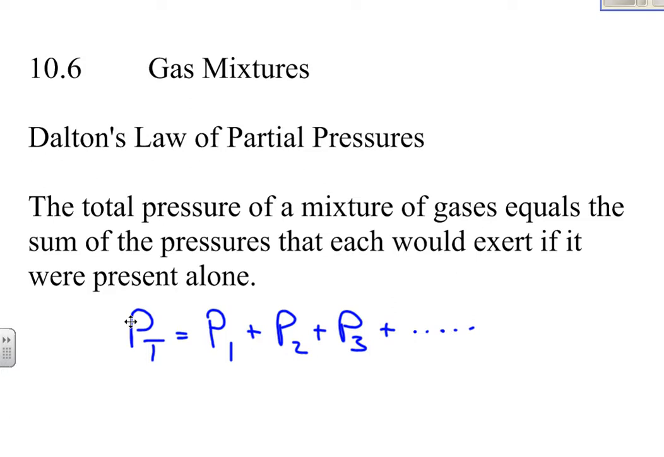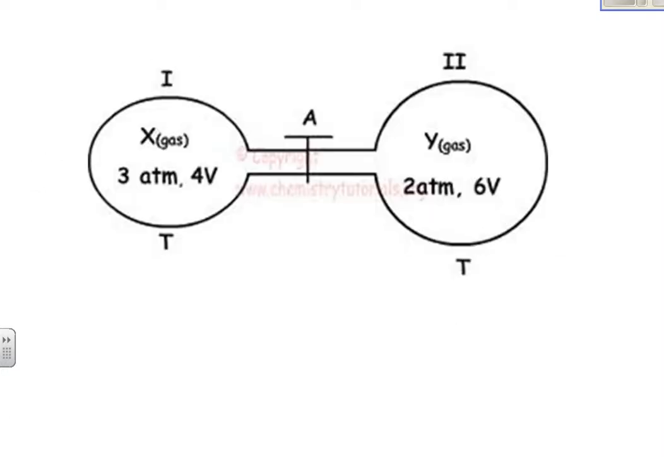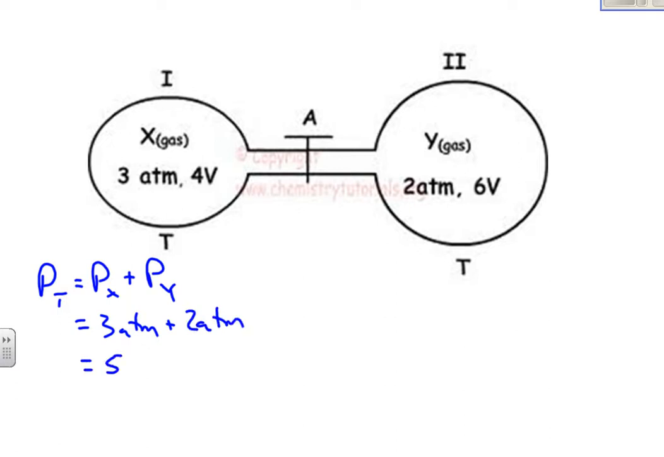Now, the most obvious application of this would be in a situation such as this, where you have two containers, gas X in the container on the left, gas Y in the container on the right, and if we open up the valve, what would be the total pressure inside of the containers? So our first instinct would be, oh, well, pressure total would equal pressure of gas X plus pressure of gas Y. Pressure of gas X is 3 atmospheres. Pressure of gas Y, 2 atmospheres. And so we would get a total pressure of 5 atmospheres.